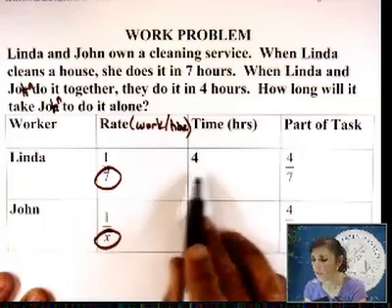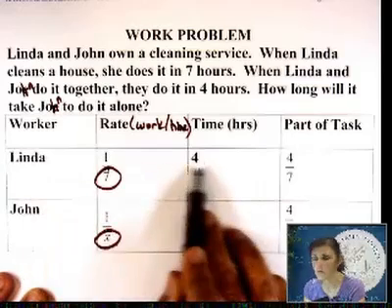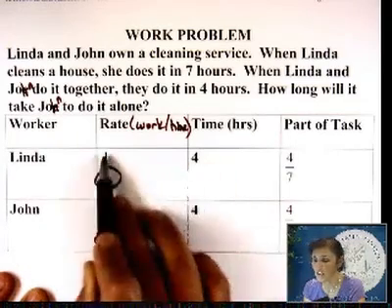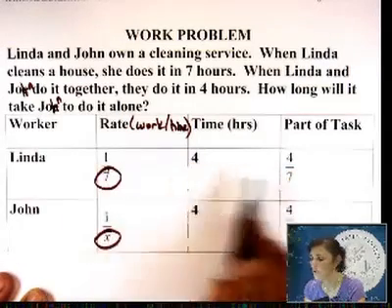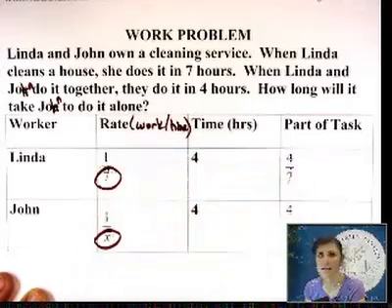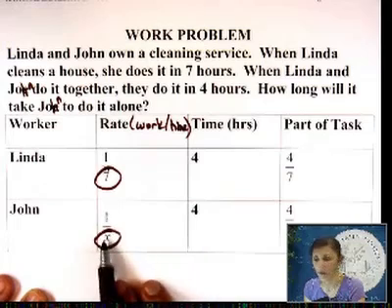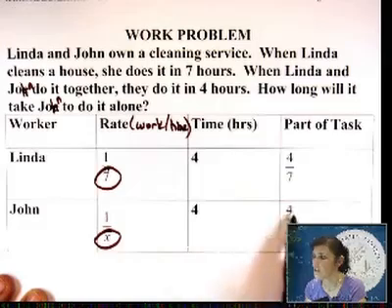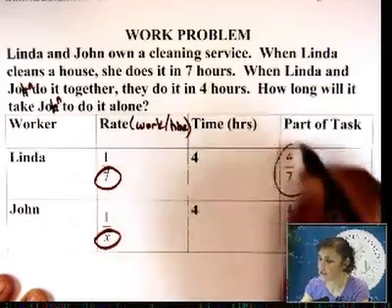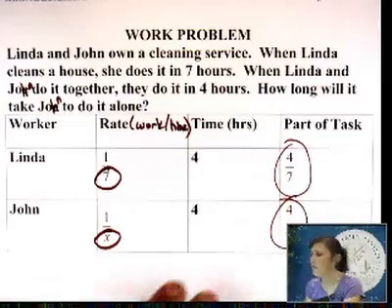But when they work together, they are working 4 hours, right? So if Linda is working 4 hours and she does 1/7 of the work per hour, the part of the task is the rate times time, which is 4 times 1/7, which is 4/7. In terms of John, his rate is 1/X, and he also works 4 hours because they are doing it together. 4 times 1/X is 4/X. So this is the part of the task that Linda does when she works together with him, and this is the part of the task that John does when he works with her. So let's put these 2 together.